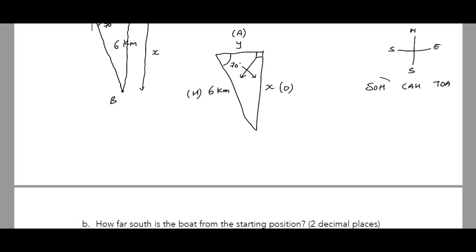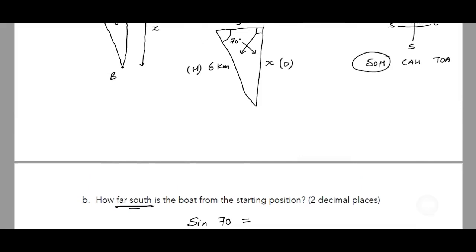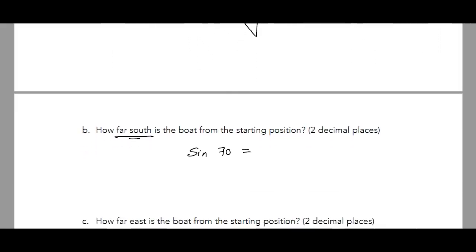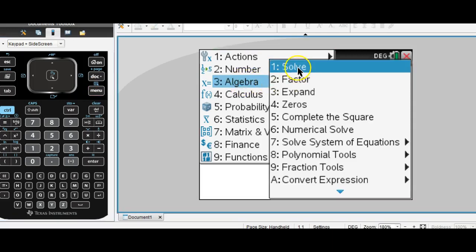So the only ratio which has O and H is our sine ratio. So let's use a sine ratio. Which means I'm going to have sine of 70 degrees equals, I can see my opposite side is x and hypotenuse is 6. So I'm going to go x over 6 and I'm going to solve that on my CAS calculator. So we're going to go menu, algebra, solve.